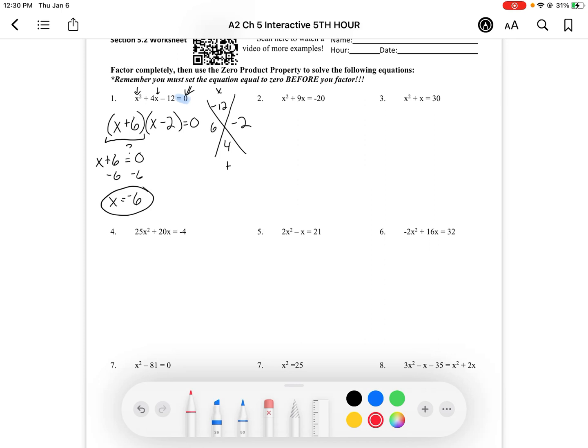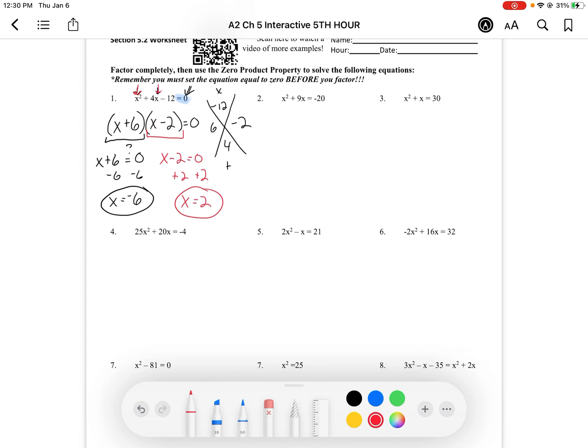But some of these are going to have more than one answer, so the other answer would be whatever makes this other factor equal 0. So what makes x minus 2 equal 0? 2. 2 minus 2 is 0. And the same thing, you plug in 2 here and there, you'll also get a 0 out.